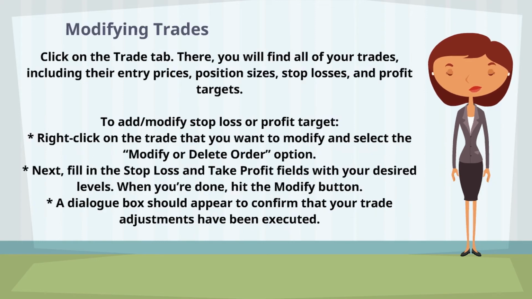Modifying trades. Click on the Trade tab. There, you will find all of your trades, including their entry prices, position sizes, stop losses, and profit targets. To add or modify stop loss or profit target, right-click on the trade that you want to modify and select the Modify or Delete Order option. Next, fill in the stop loss and take profit fields with your desired levels. When you're done, hit the Modify button. A dialog box should appear to confirm that your trade adjustments have been executed.